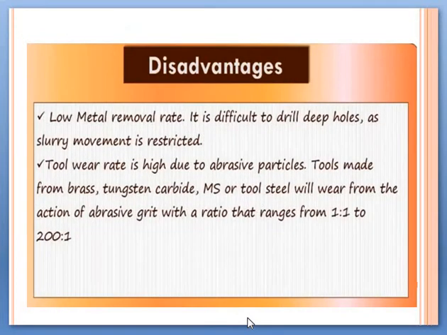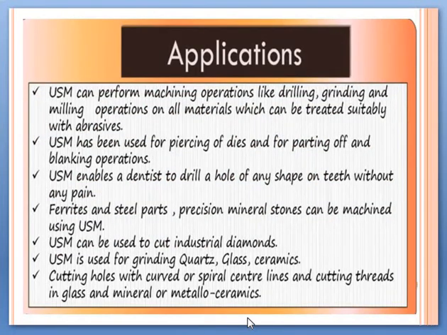Then disadvantages: low metal removal rate, and tool wear rate is high due to abrasive particles. The tool is made of brass or tungsten carbide, and the action of abrasive grit has a ratio that ranges from 1:1 to 200:1. There are certain applications of ultrasonic machining.